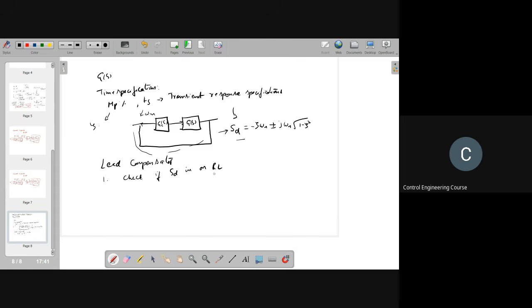If it is yes, then directly calculate the K at that point. Then your controller will be a simple proportional controller K. Just calculate the K. That is your controller. If not, what you do is you calculate the angle deficiency.